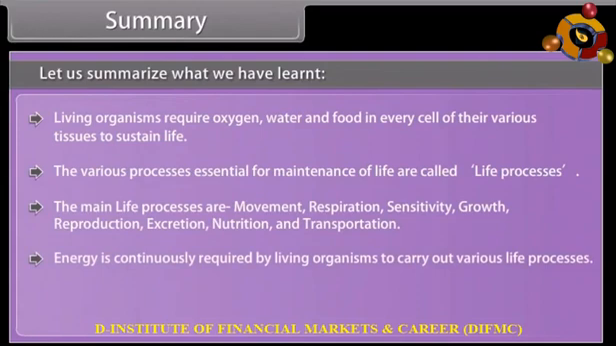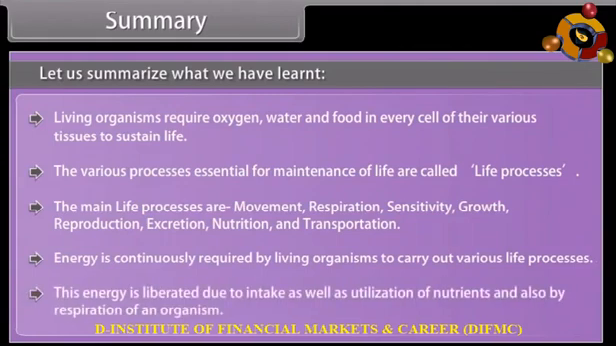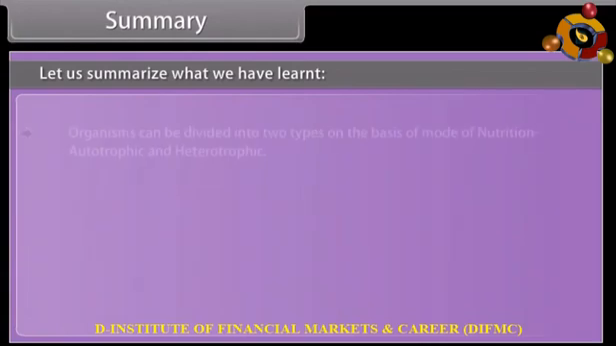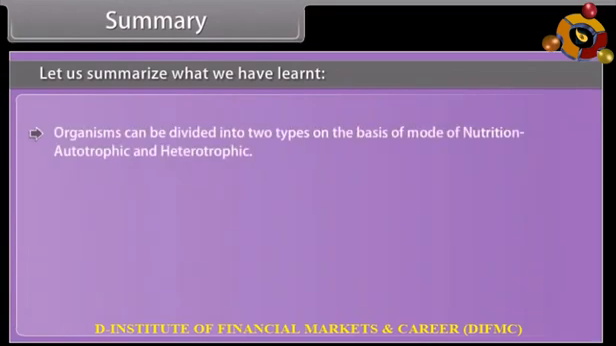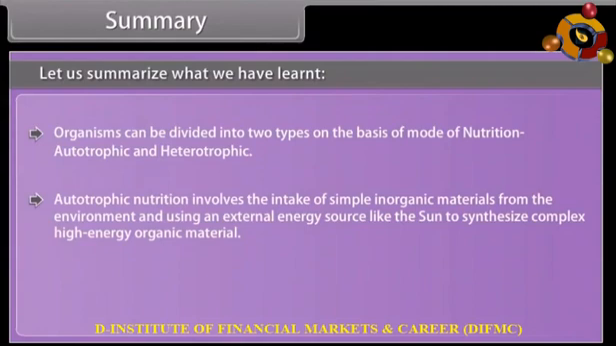Energy is continuously required by living organisms to carry out various life processes. This energy is liberated due to intake as well as utilization of nutrients and also by respiration of an organism. Organisms can be divided into two types on the basis of mode of nutrition: autotrophic and heterotrophic. Autotrophic nutrition involves the intake of simple inorganic materials from the environment and using an external energy source like the sun to synthesize complex, high-energy organic material.